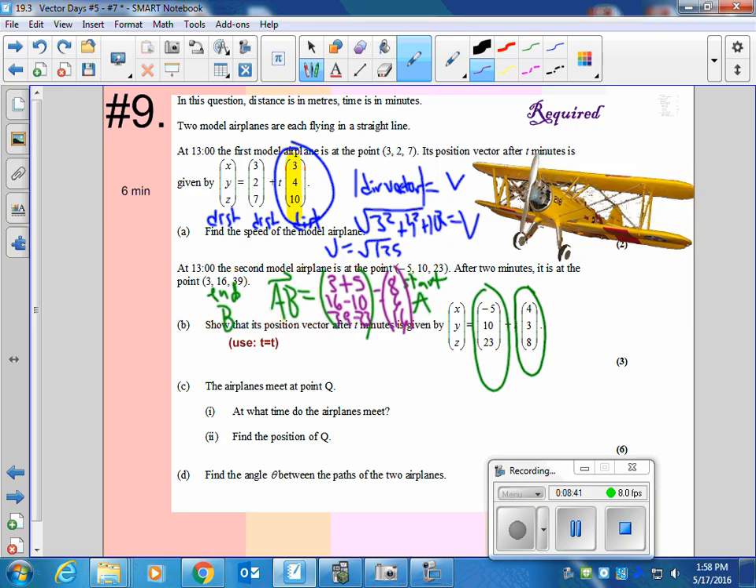But this says 438. What did I do wrong? It's 2 minutes. So if we factor out a 2, this is going to be 2 times 438. So does that match this thing? Perfectly. So there you have it. We showed that the position vector was, this is the point, this is the direction vector.